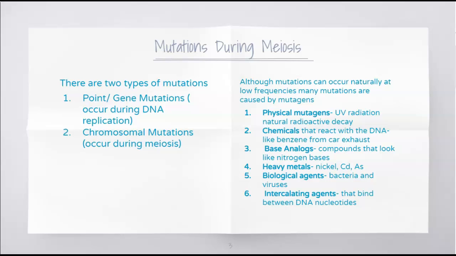All right. So the other ones would be chemicals. You can have things like benzenes that can have a huge effect, base analogs that look like nitrogen bases and get into our DNA. Heavy metals such as nickel, cadmium, they can have an effect. Bacteria can cause mutations to your genetics. And then you also have what we call intercalating agents, and essentially they bind between nucleotides.